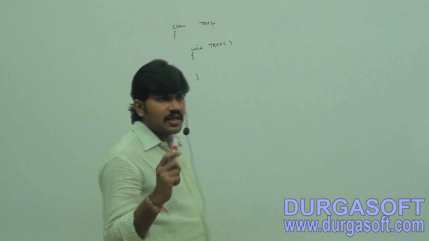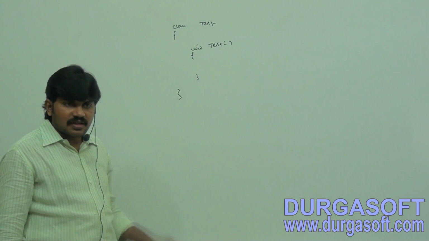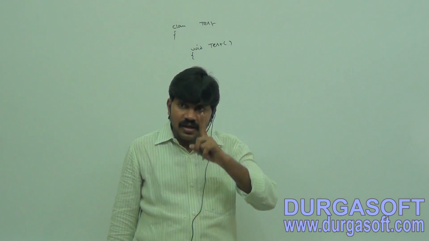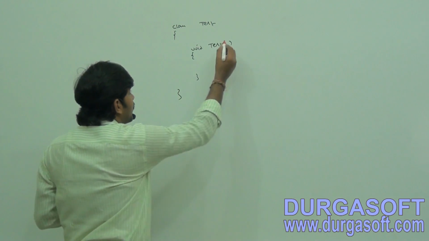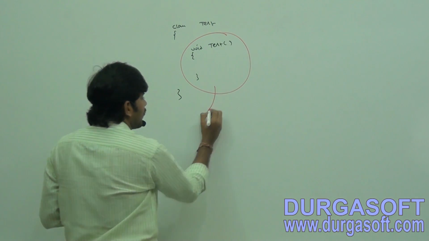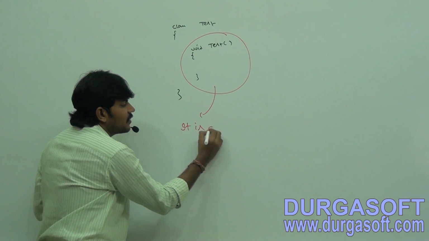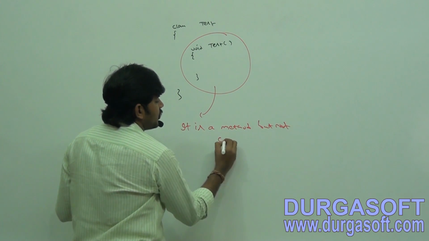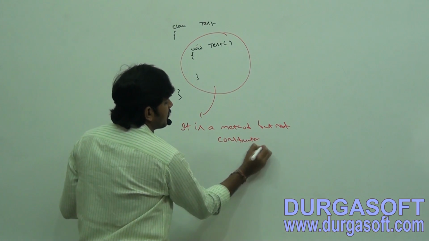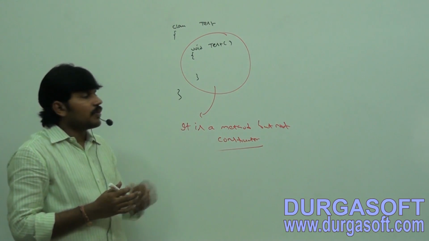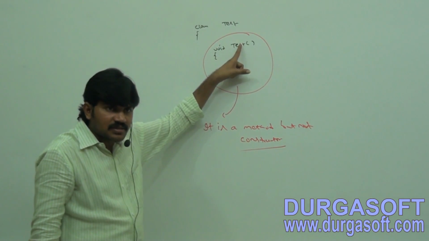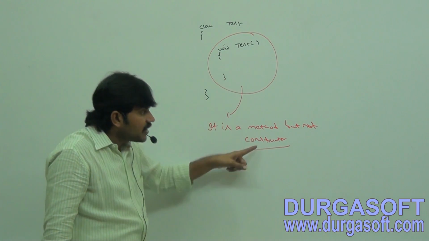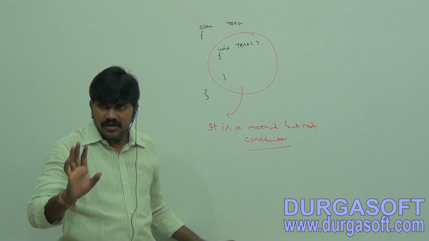If by mistake we take a return type for the constructor, we won't get any compile time error, because the compiler treats it as a method. It is a method but not a constructor. Observe this: if you try to take a return type for the constructor, we won't get any compile time error because it is a method but not a constructor. Are you getting that?